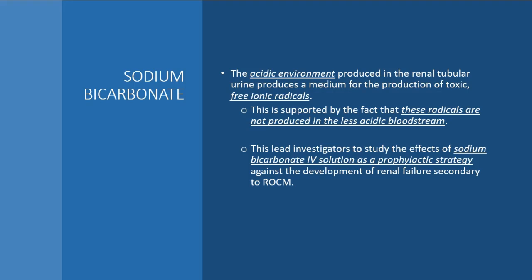So sodium bicarbonate. An acidic environment is produced in the renal tubular urine. Renal tubular urine produces a medium for the production of toxic free ionic radicals. This is supported by the fact that these radicals are not produced in the less acidic bloodstream. So this leads investigators to study the effects of sodium bicarbonate IV solution as a prophylactic strategy against the development of renal failure secondary to contrast. Now I haven't seen this used, but I'm intrigued. I like the idea of it.